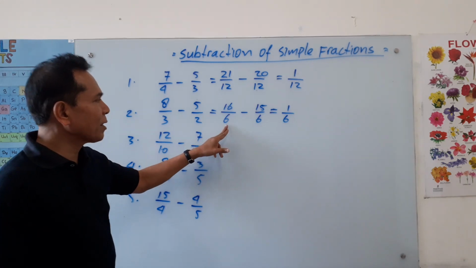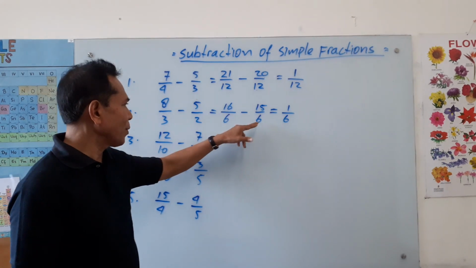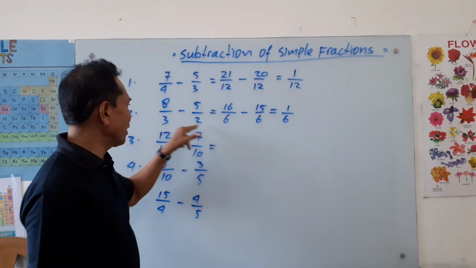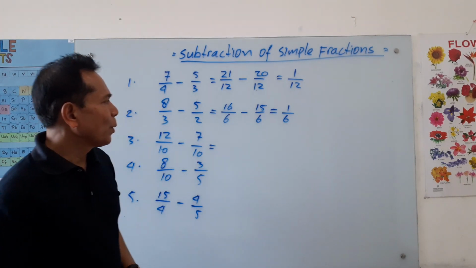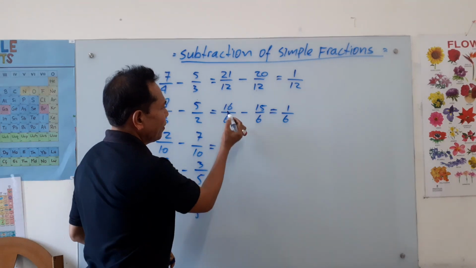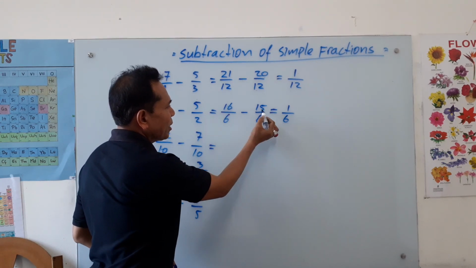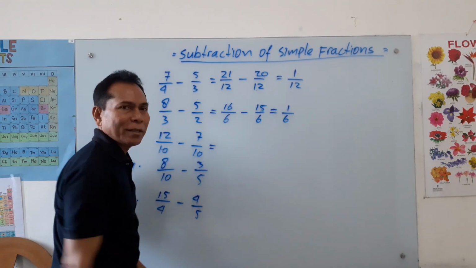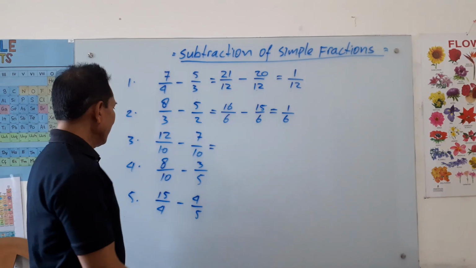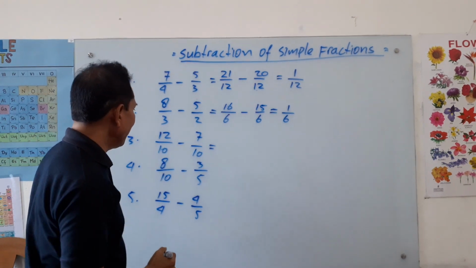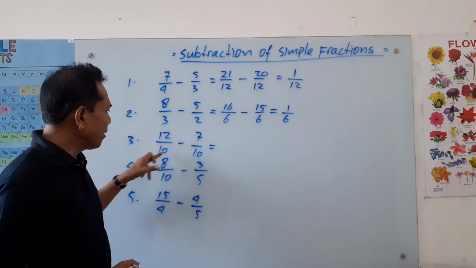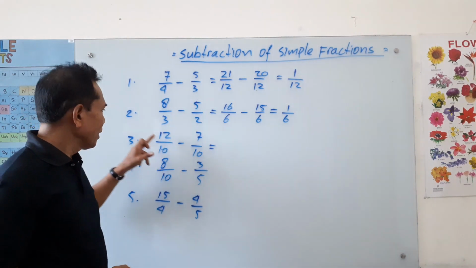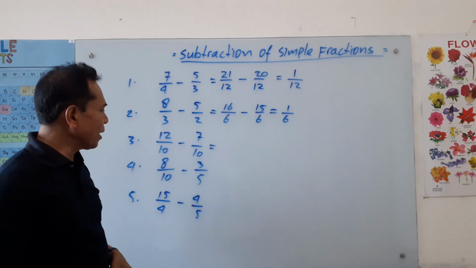Now, denominator 6, we also use for this one also, because it comes from here, okay? So 15 over 6. Now, we subtract: 16 minus 15 is 1. So 1 over 6. It's done. Okay, number 3. We look at number 3. We have 12 over 10 minus 7 over 10.